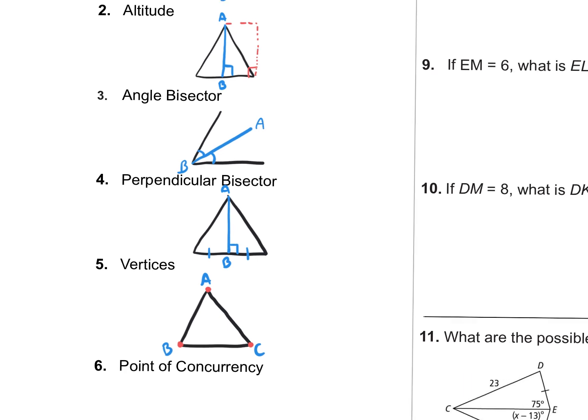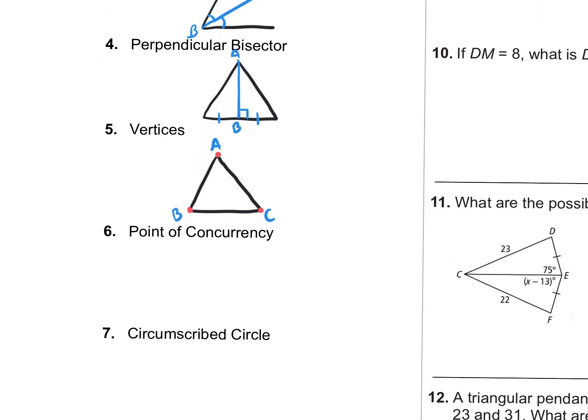Okay. Number 6, it's been a while. Point of concurrency, what does that mean? It's where the two lines meet, right? Does it have to be 2 lines? Can it be more than 2 lines? It can be as many lines as you want, just as long as they all meet at the same point.